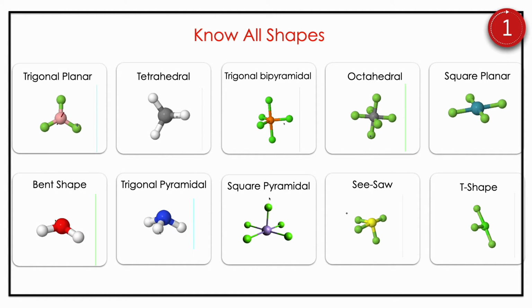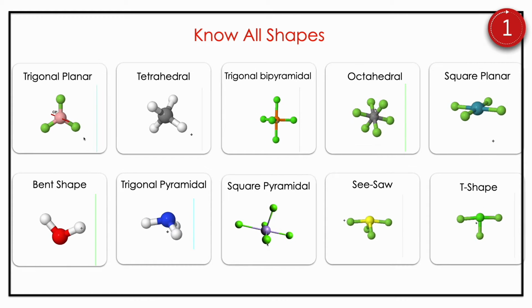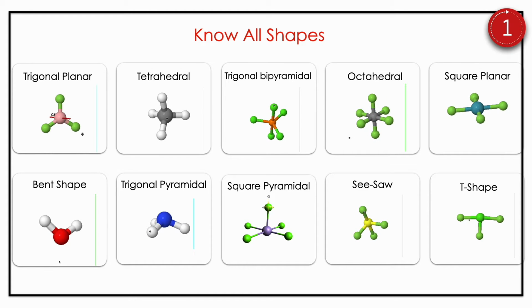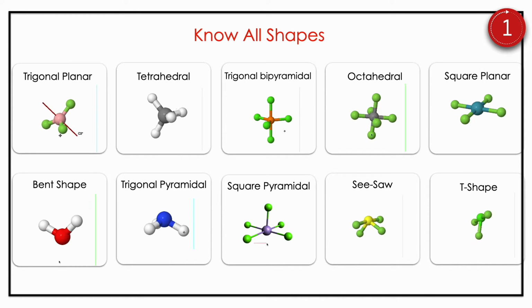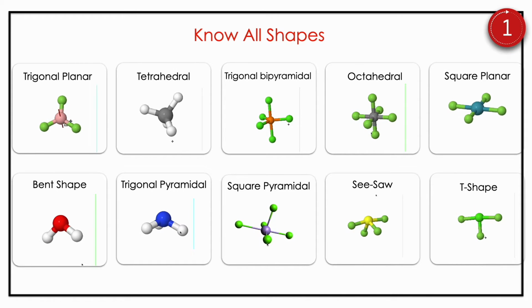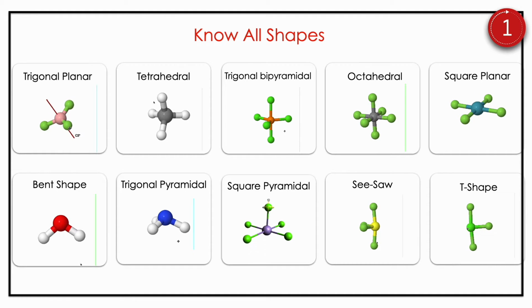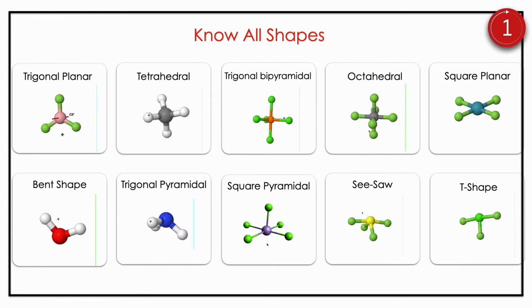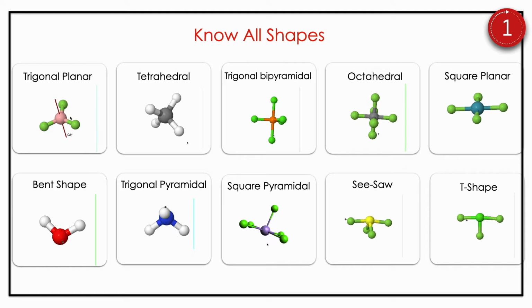Before getting to that, you should know all the shapes, how the shapes appear three-dimensionally. Then only you can learn better and solve the problems better. So here I have given trigonal planar, tetrahedral, trigonal bipyramidal, octahedral, and square planar. All 5 are very usual. You should memorize them. The unusual shapes are bent, trigonal pyramidal, square pyramidal, seesaw, and T-shape. So you should memorize all the shapes. You should be able to imagine them without the atoms.